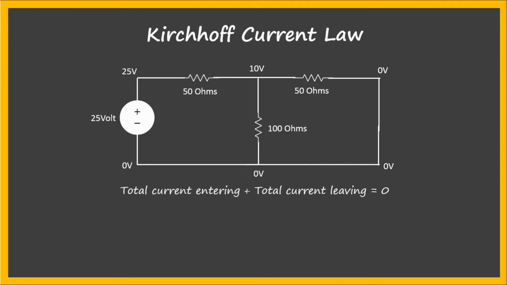Now the potential difference for the first term is 10 volt minus 25 volt and the resistor is 50 ohms. The potential difference across the second term is 10 volt minus 0 volt and the resistor is 50 ohms. While the voltage difference for the third term is 10 volt minus 0 volt, and the resistor in this case is 100 ohm, as you can see on the screen. Adding all terms as required by the KCL statement and equating it to 0. After calculation, you will find that KCL is verified in this circuit.